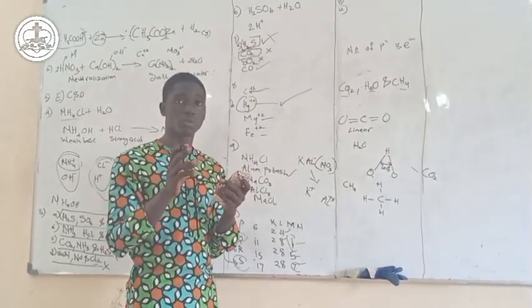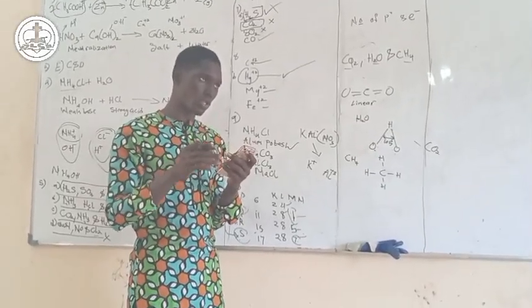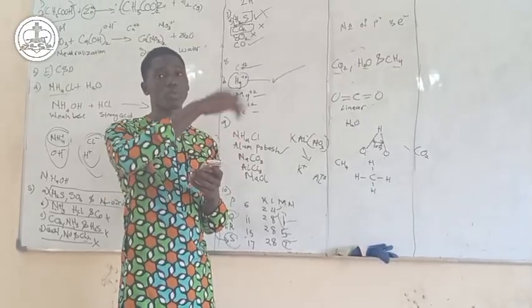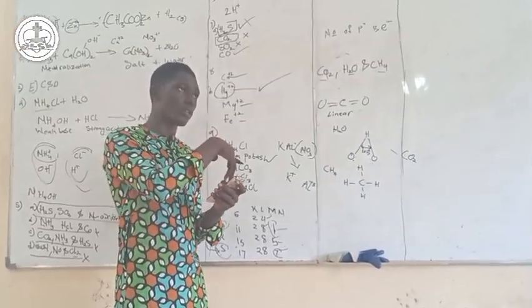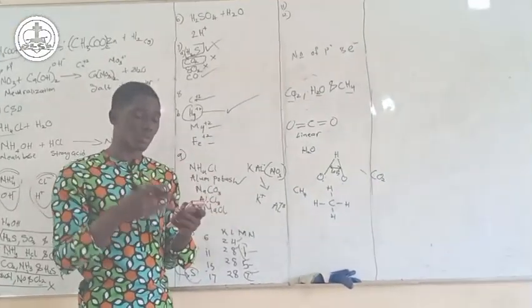KCl forms an ionic bond because it's a salt. There's transfer of electron from calcium to the chlorine, and they come together to form a compound.